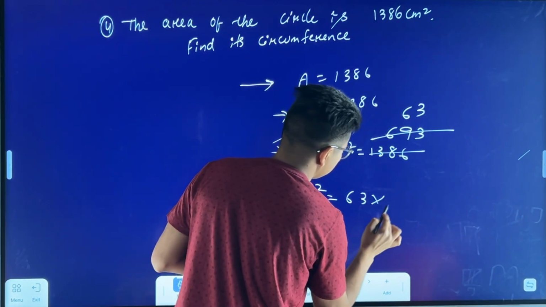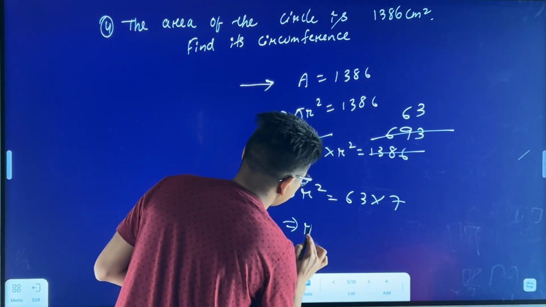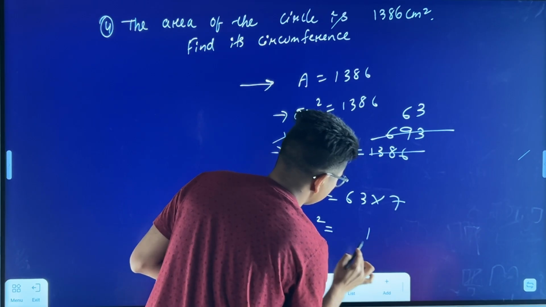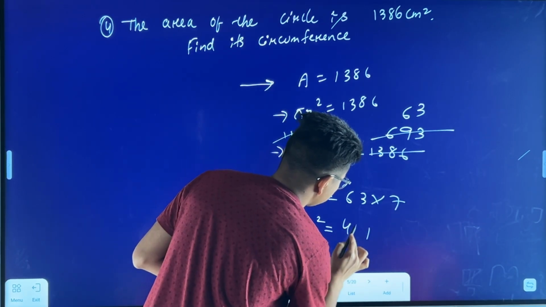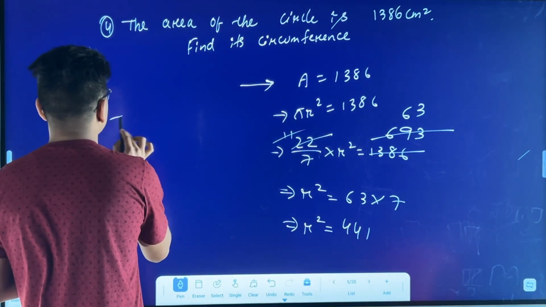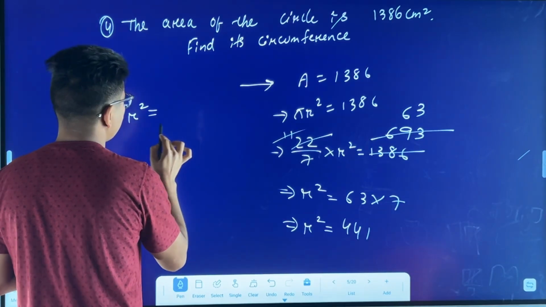7 will go and multiply there. So r square equal to 7 3s are 21, 1 to carry. Then 4 4s are 16, plus 1. Okay, great. Then r square equal to 441.